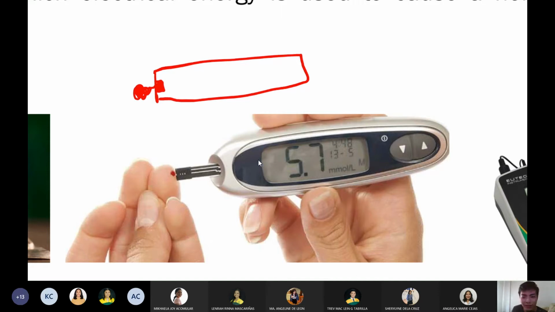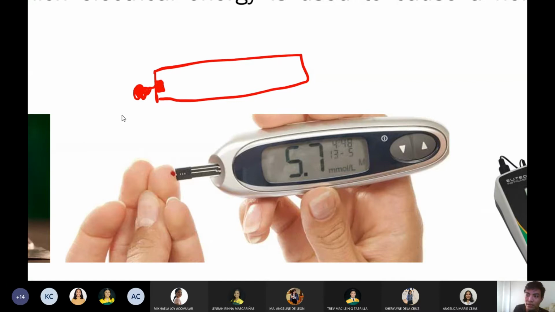Asan yung electrochemistry dito, you may ask, no? The electrochemistry here is the entire device itself, including the test strip. Okay? So what happens here is that ito may battery to. So ibig sabihin may kuryente yan. What will happen is that yung blood nyo, remember yung blood nyo may mga components yan that can allow electricity to travel. Okay? So pwede niya hayaan yung electricity mag-pass through sa kanya.